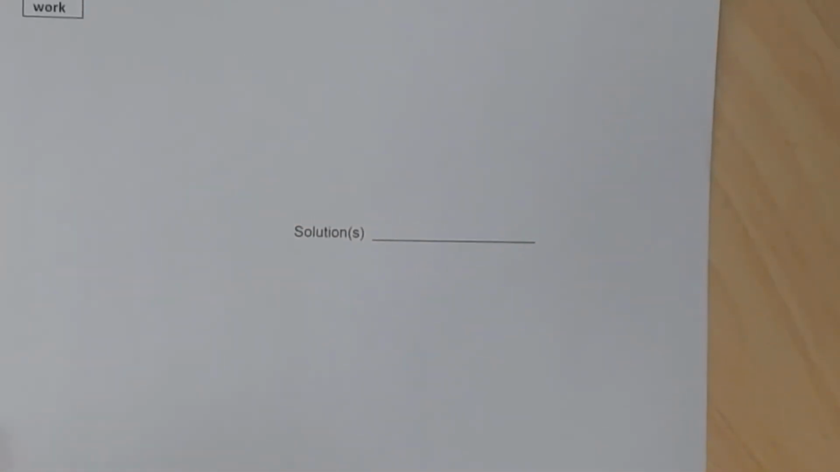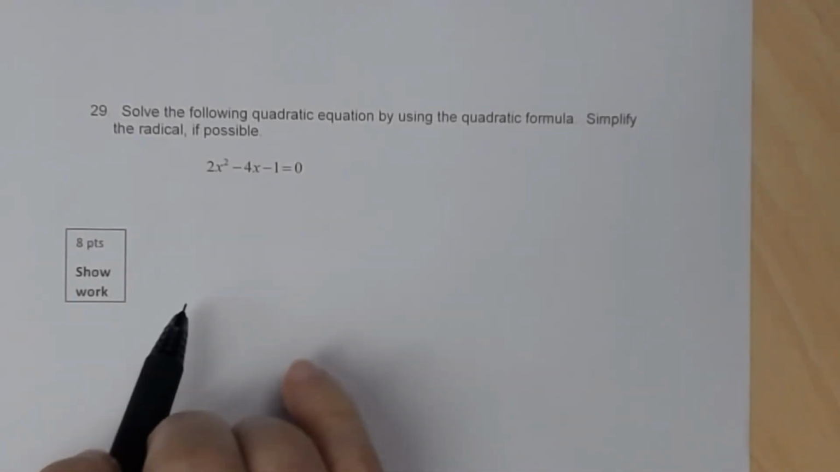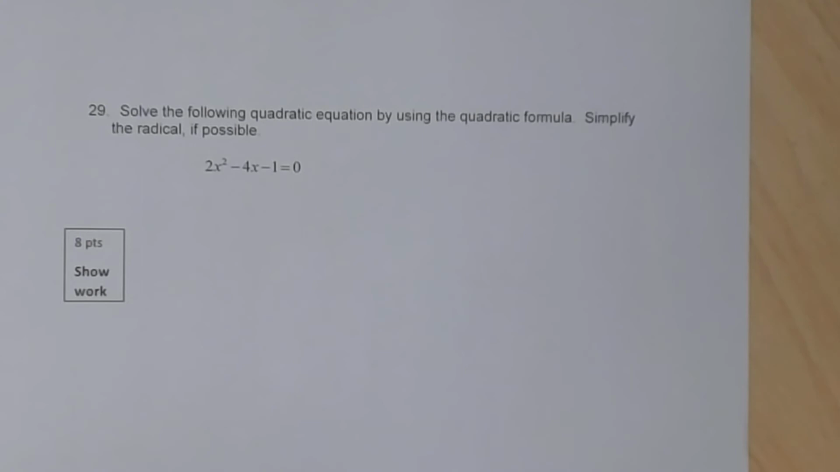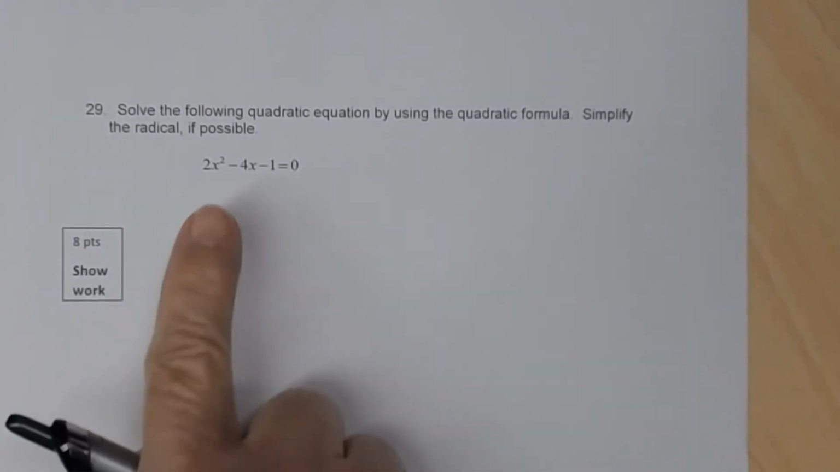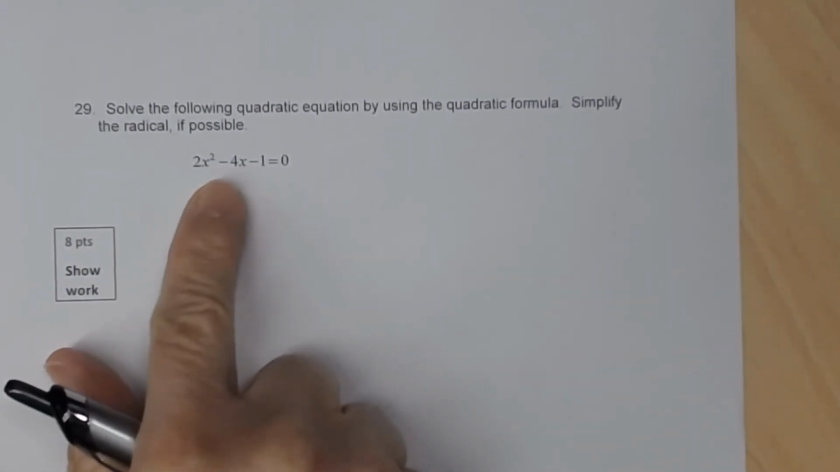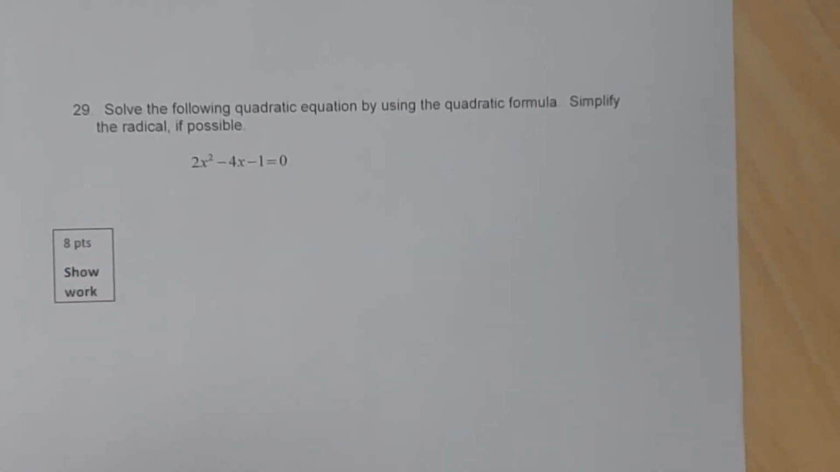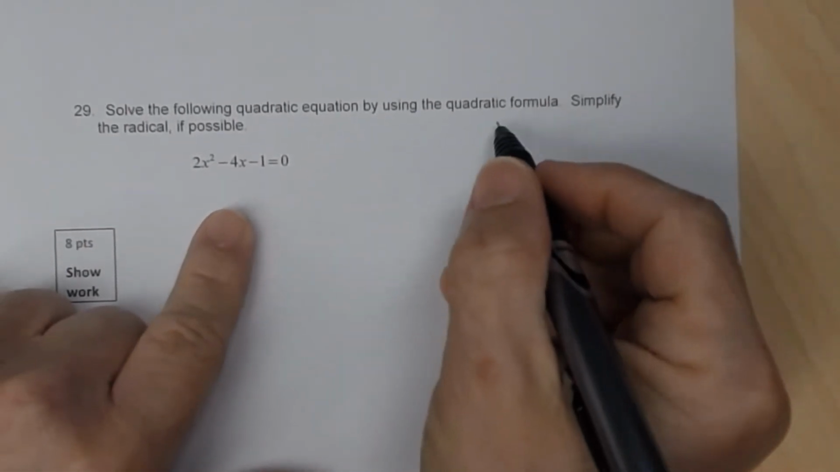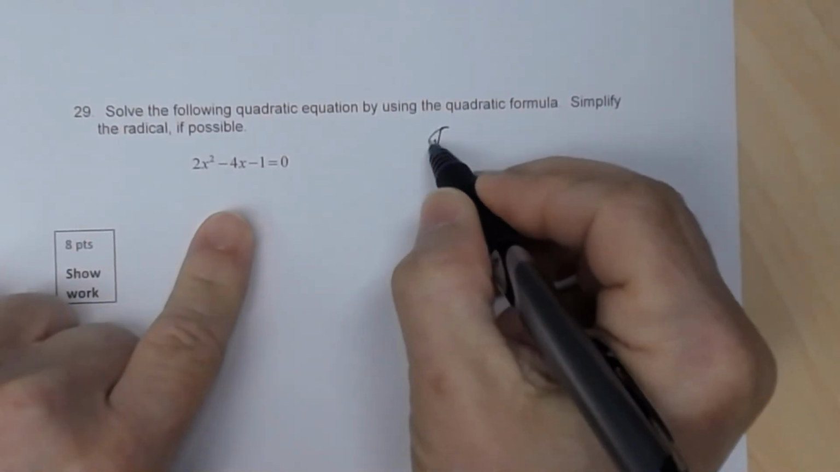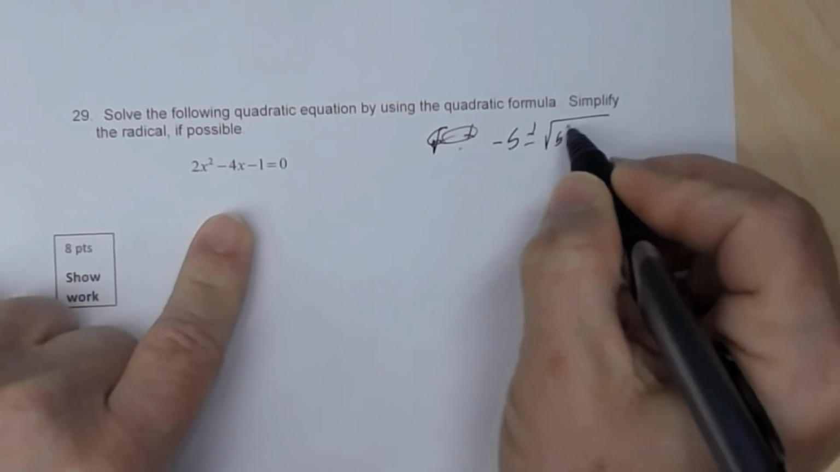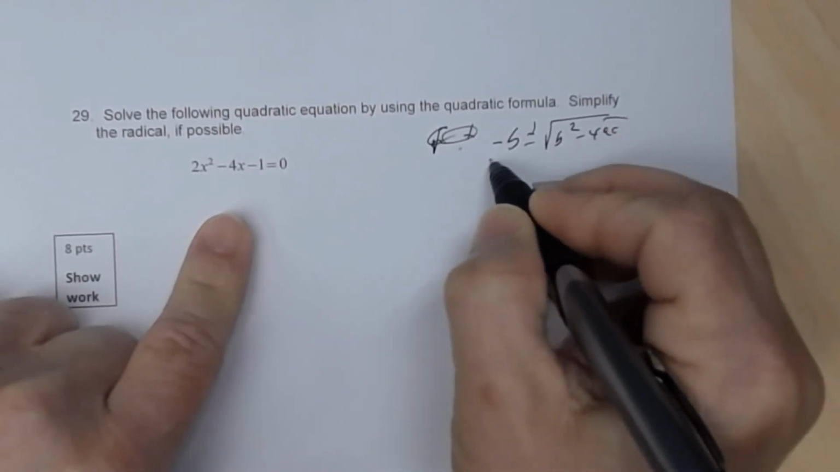Okay, number 29, the very last one. You want to solve this quadratic equation by using the quadratic formula. All right, so it's already in standard form or general form, so that's where every term's on one side, zero on the other. So remember, the quadratic formula is x equals negative b plus or minus the square root of b squared minus 4ac, all over 2a.